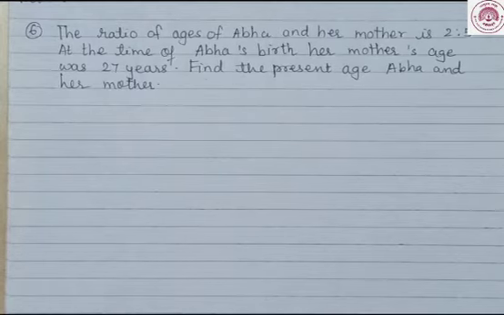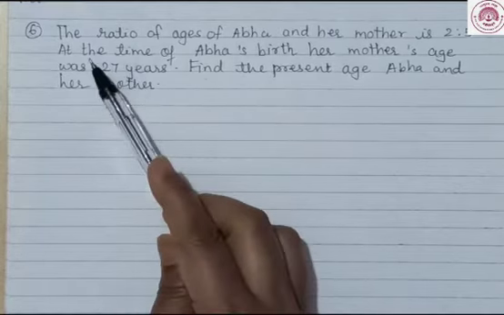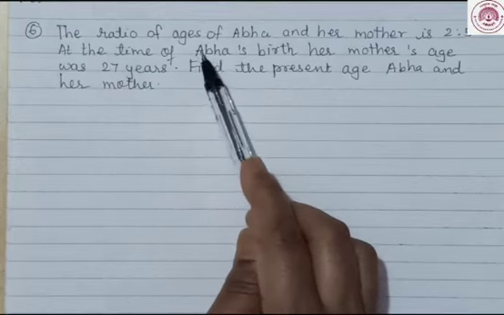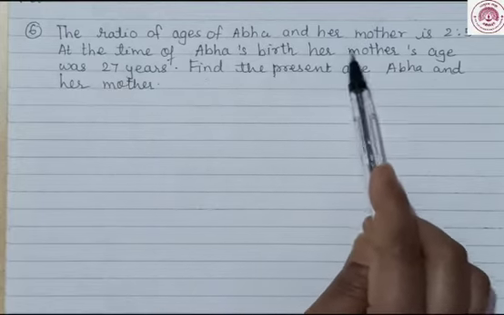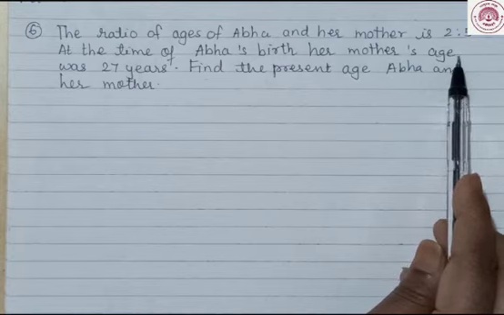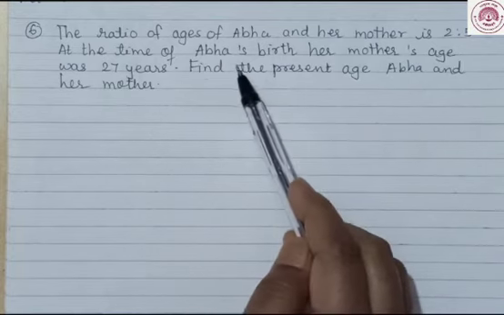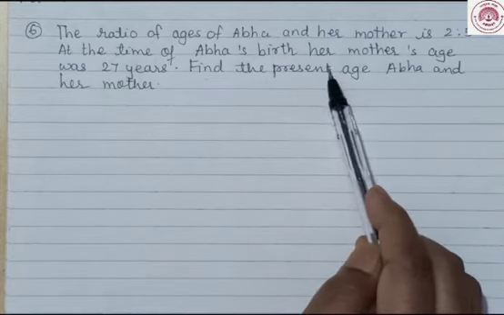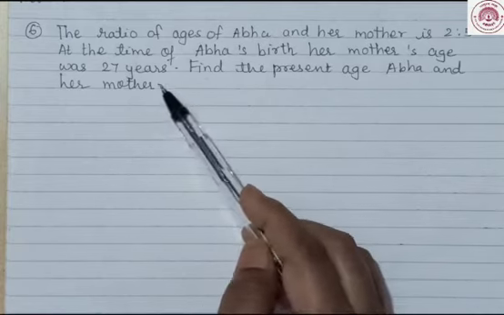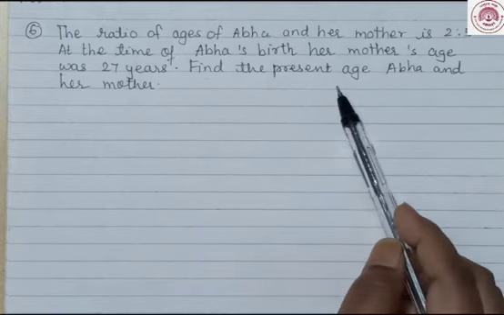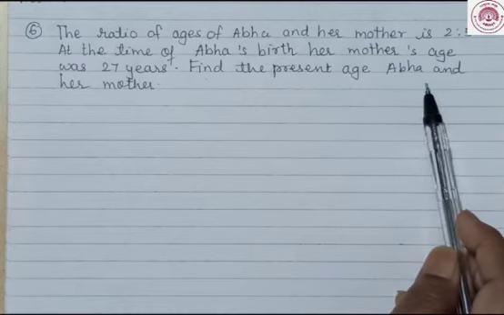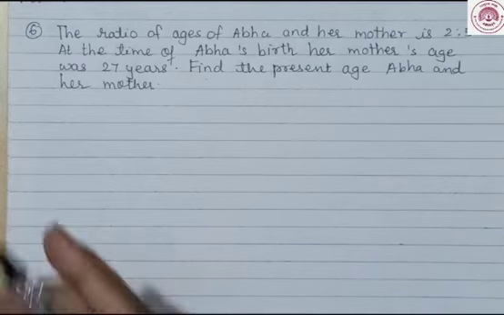Now we will solve question number 6. Here the question is, the ratio of ages of Abha and her mother is 2:5. This is given. At the time of Abha's birth, her mother's age was 27 years. Find the present age of Abha and her mother. So solution.